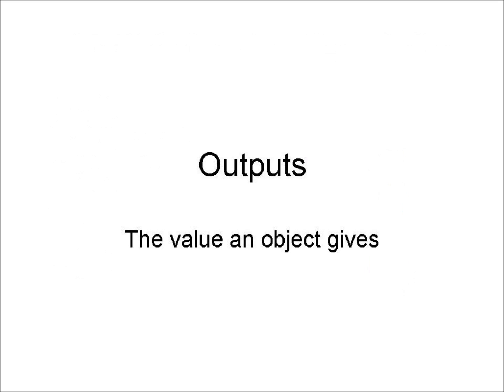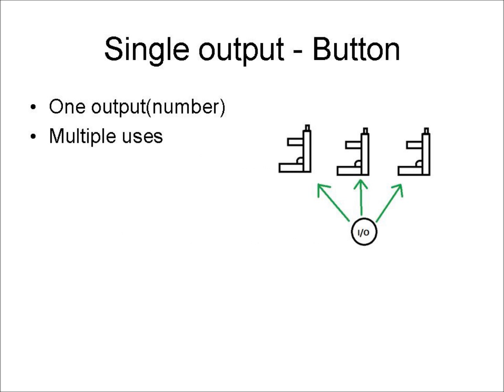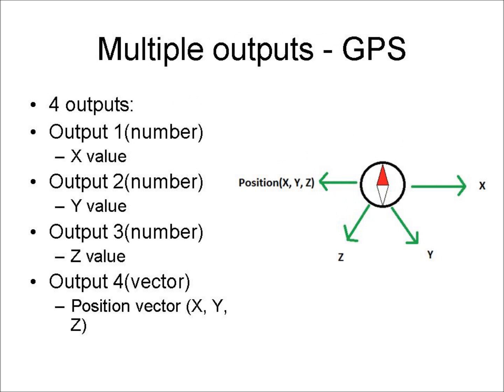An output is the value an object gives. Outputs can be the same value types as inputs, but they can be used unlimited. Some objects have single outputs, while other objects have multiple outputs. An example of an object that gives a single output can be the button. A button only outputs one value, a number, however the output can be used multiple times. For example, to make 5 different turrets fire with the press of a single button, or to activate several different devices at once.